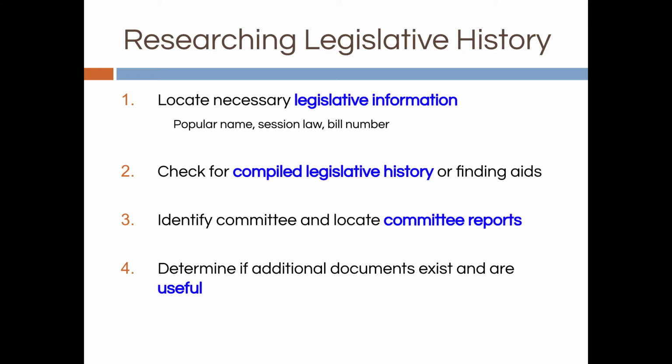The third step is identifying committees and locating committee reports, and those are the most important pieces of legislative history. They will always be included in compiled legislative histories, but if there's no compiled legislative history, this is the document you're going to look for first. Finally, the last step is to determine if any additional documents exist and whether or not they are useful. That process will vary based on the location or the period of time the bill was passed.